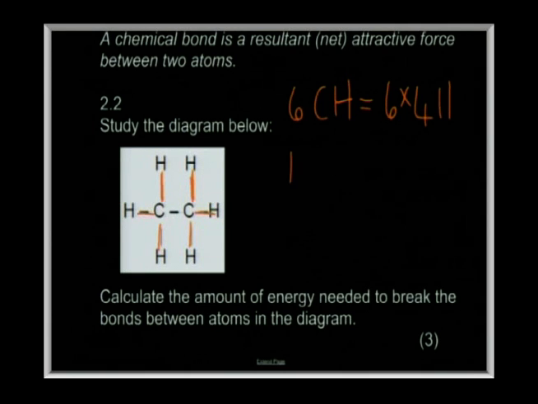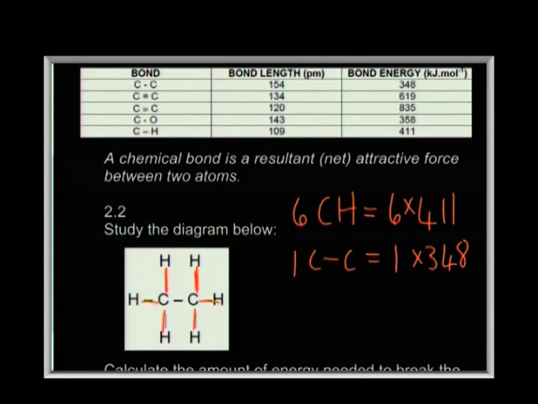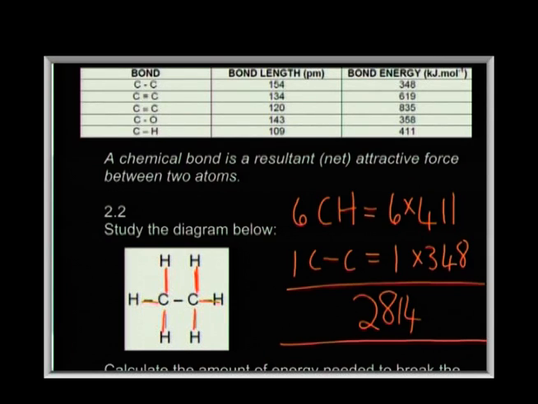Plus, for the one carbon-carbon bond, that's then 1 times 348. And let's add these two together. And this gives us 2814. And our unit, of course, is kilojoule per mole. So kJ per mole.